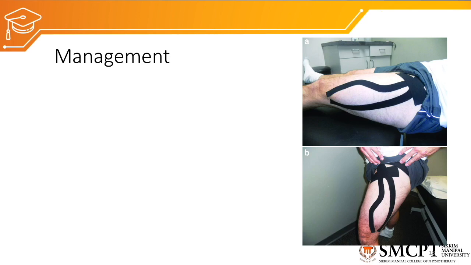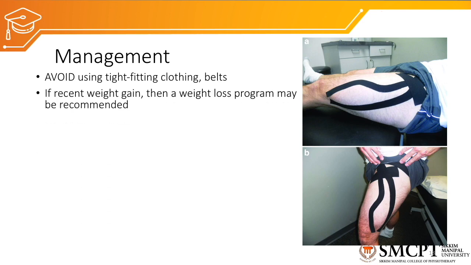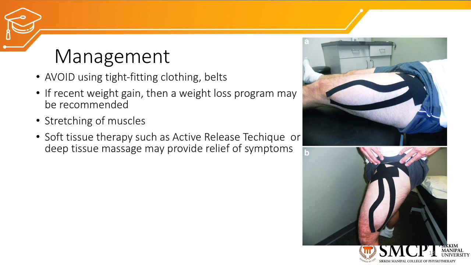How can we manage the meralgia paresthetica? Mostly we have to prevent meralgia paresthetica by avoiding use of tight fitting clothing or belts. If there is a recent weight gain, then we have to teach the exercise programs to the patient, and we have to provide the dietary chart to the patient to lose weight. Stretching of the muscles, that is mainly tensor fascia lata, and soft tissue therapy such as active release technique or deep tissue massage may provide relief of symptoms.